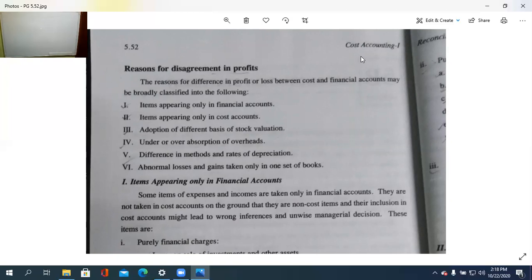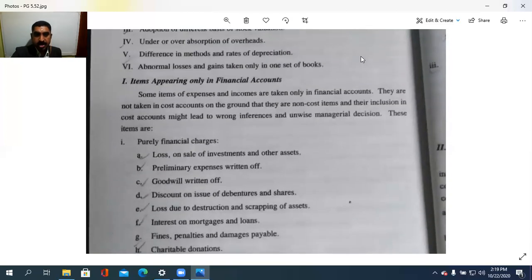ഇങ്ങനെയൊക്കെയുള്ള ഡിഫറൻസ് ഒന്നെങ്കിൽ പ്യുവർലി ഫിനാൻഷ്യൽ ചാർജസ് ആയിട്ടുള്ള ഐറ്റംസ്, അല്ലെങ്കിൽ പ്യുവർലി കോസ്റ്റ് ആയിട്ടുള്ള ഐറ്റംസ്, അല്ലെങ്കിൽ സ്റ്റോക്കിന്റെ വാല്യുവേഷനകത്ത് വരുന്ന ഐറ്റംസ്, പിന്നെ അഡോപ്ഷൻ ഓൺ ഡിഫറെന്റ് ബേസിസ് ഓഫ് സ്റ്റോക്ക് വാല്യുവേഷൻ, പിന്നെ ഓവർഹെഡ്സ് കൂടുതലായിട്ടോ കുറവായിട്ടോ കാണിക്കപ്പെടുന്നു. പിന്നെ ഡിഫറൻസ് ഇൻ മെത്തേഡ്സ് ആൻഡ് ദ റേറ്റ്സ് ഓഫ് ഡിപ്രീസിയേഷൻ ആൻഡ് ഓൾസോ അബ്നോർമൽ ലോസസ് ആൻഡ് ദ ഗെയിൻസ് that are taken only in one set of books. ഒരു സെറ്റ് ഓഫ് ബുക്സിൽ മാത്രം എടുക്കുന്നു.